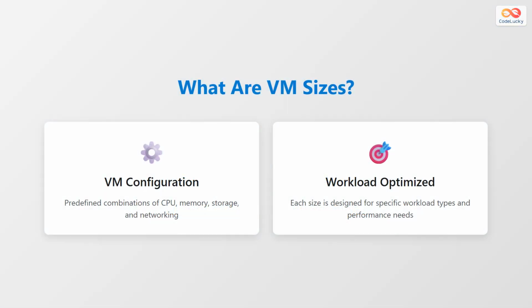Azure VM sizes are predefined configurations that combine specific amounts of CPU, memory, storage, and networking resources. Each size is optimized for different workload types and performance requirements. Think of them as templates that help you quickly deploy virtual machines suited to your specific needs without having to manually configure every component.